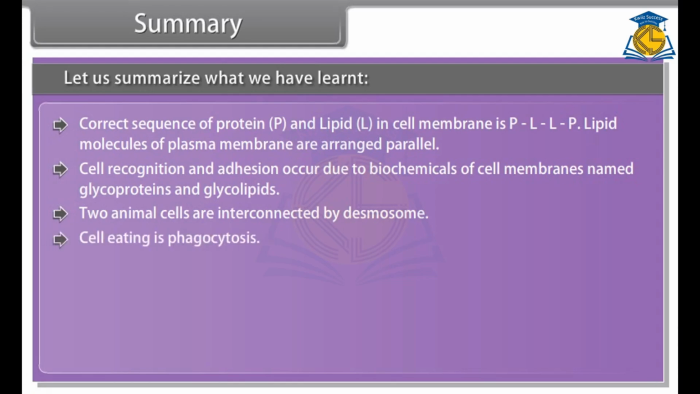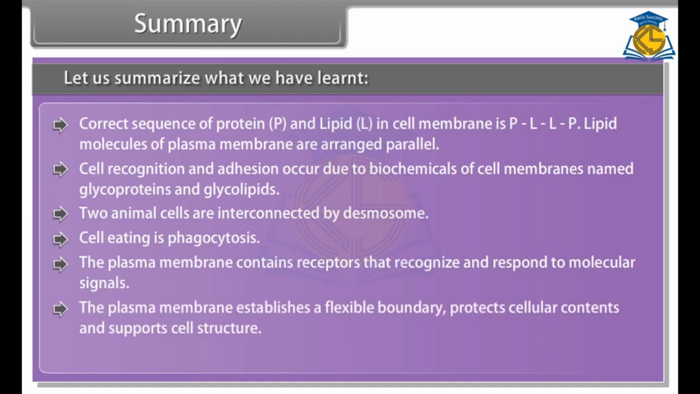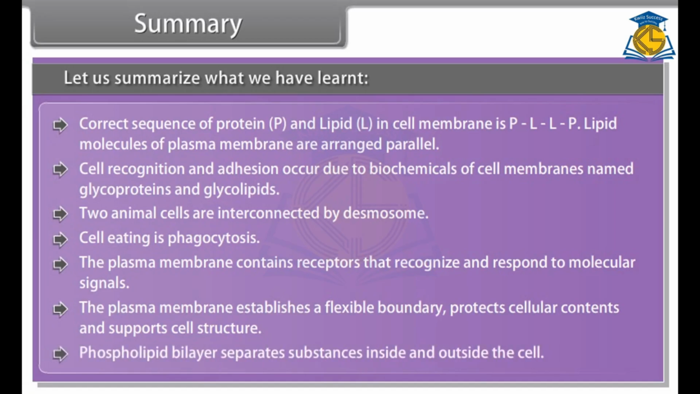Cell eating is phagocytosis. The plasma membrane contains receptors that recognize and respond to molecular signals. The plasma membrane establishes a flexible boundary, protects cellular contents, and supports cell structure. Phospholipid bilayer separates substances inside and outside the cell.